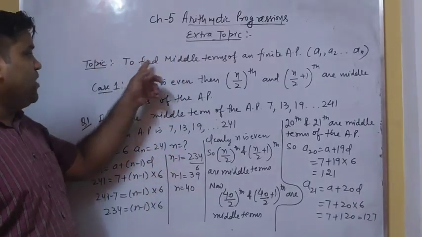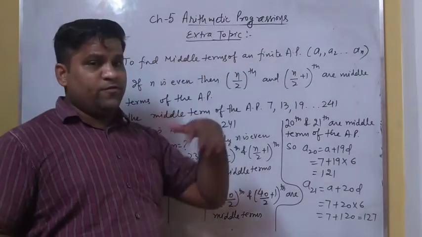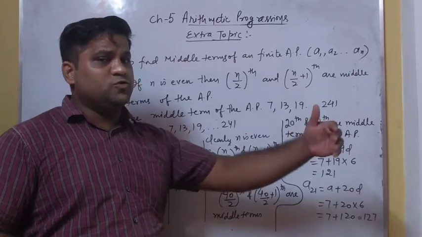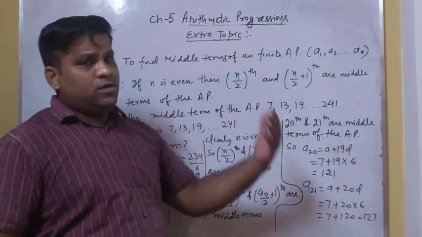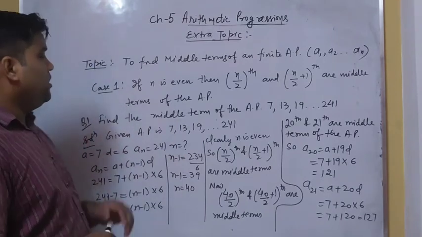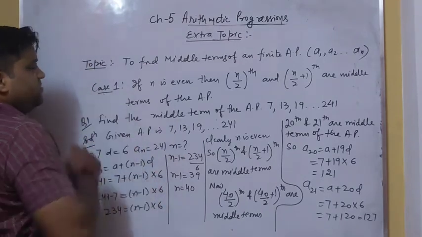Extra topic of chapter number 5. Here our topic is to find the middle terms of a finite AP. We know that the finite AP is one which starts like 1, 2, 3 up to 10. So here the first case is given.